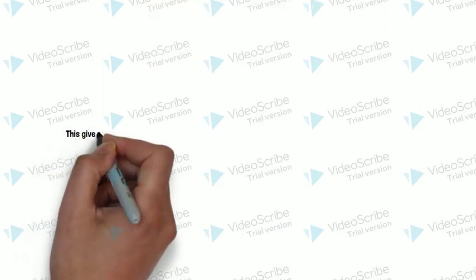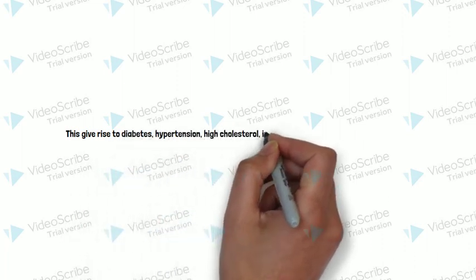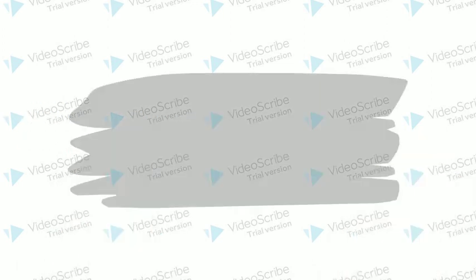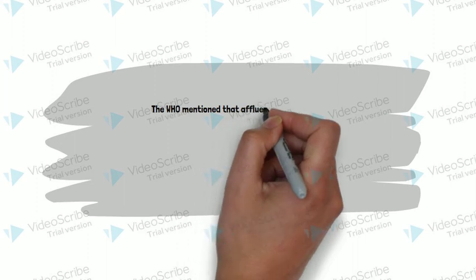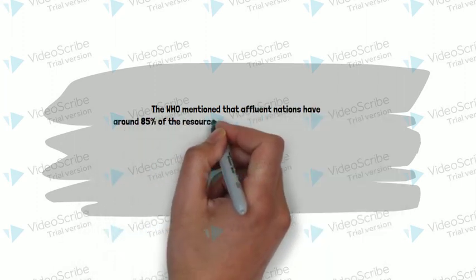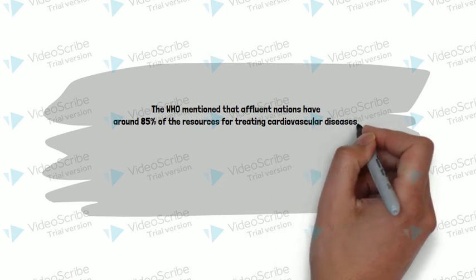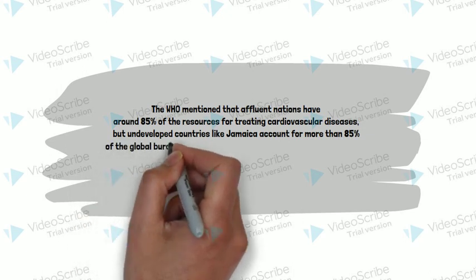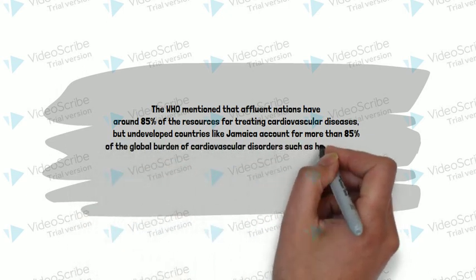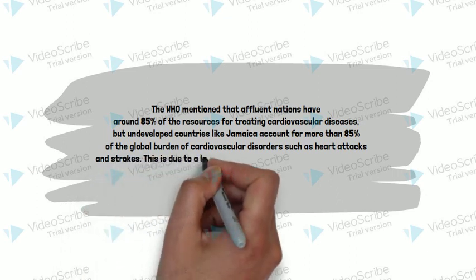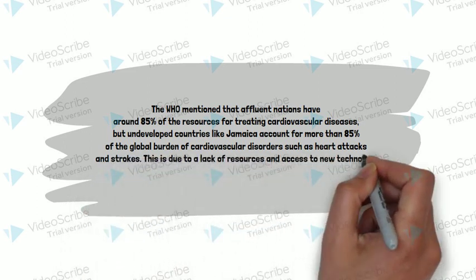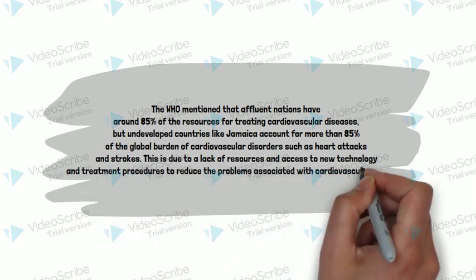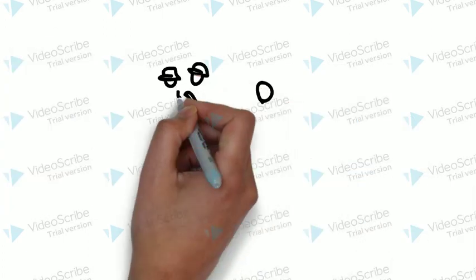This therefore gives rise to diabetes, hypertension, high cholesterol, inactivity, tobacco use, and obesity levels within the region. The WHO mentioned that affluent nations have approximately 85% of the resources for treating cardiovascular diseases. However, undeveloped countries such as Jamaica account for more than 85% of the global burden of cardiovascular disorders such as heart attacks and strokes. This is due to the lack of resources and access to new technology and treatment procedures to reduce the problem associated with cardiovascular illnesses.